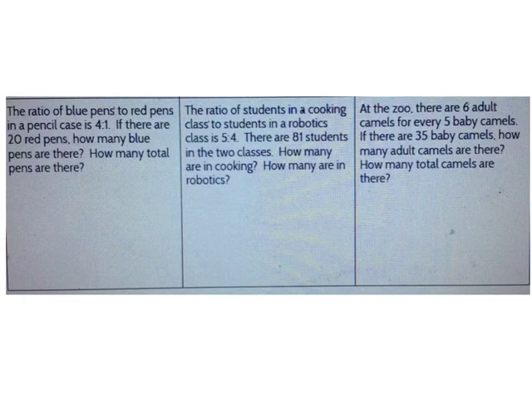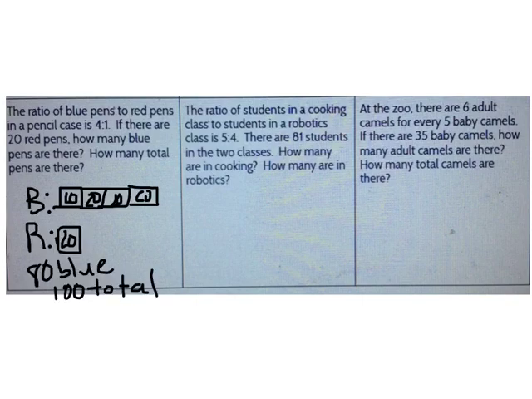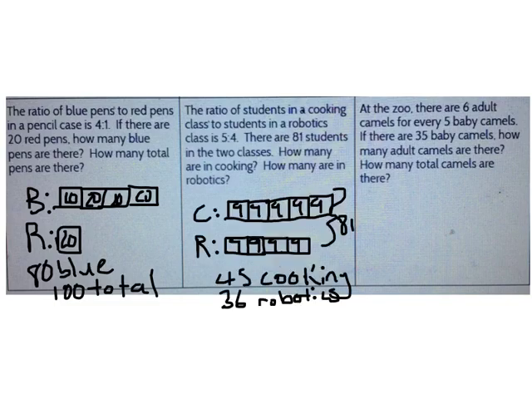Let's try 3 more problems. The ratio of blue pens to red pens in a pencil case is 4-to-1. If there are 20 red pens, how many blue pens are there, and how many total pens are there? There are 80 blue and 100 total. Let's do another. The ratio of students in a cooking class to students in a robotics class is 5-to-4. There are 81 students in the 2 classes. How many are in cooking and how many are in robotics? Solve that problem now. There are 45 students in cooking class and 36 in robotics.